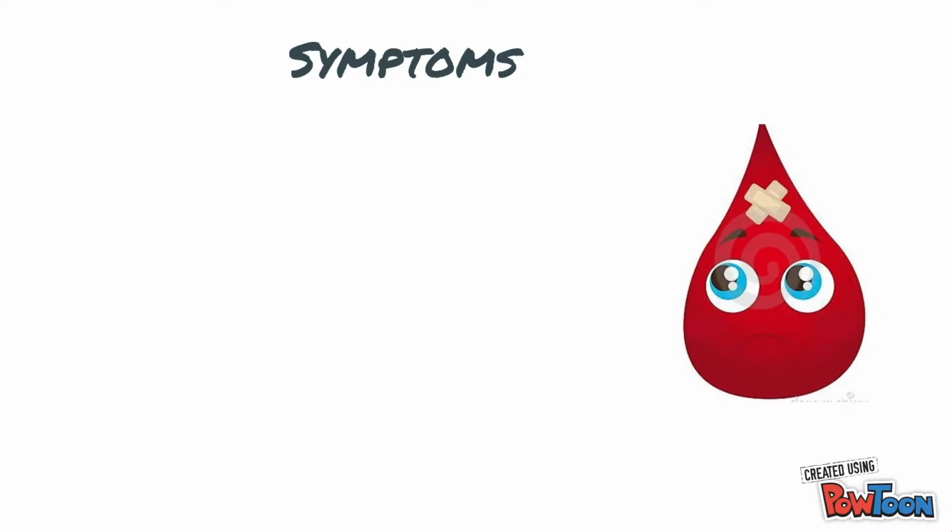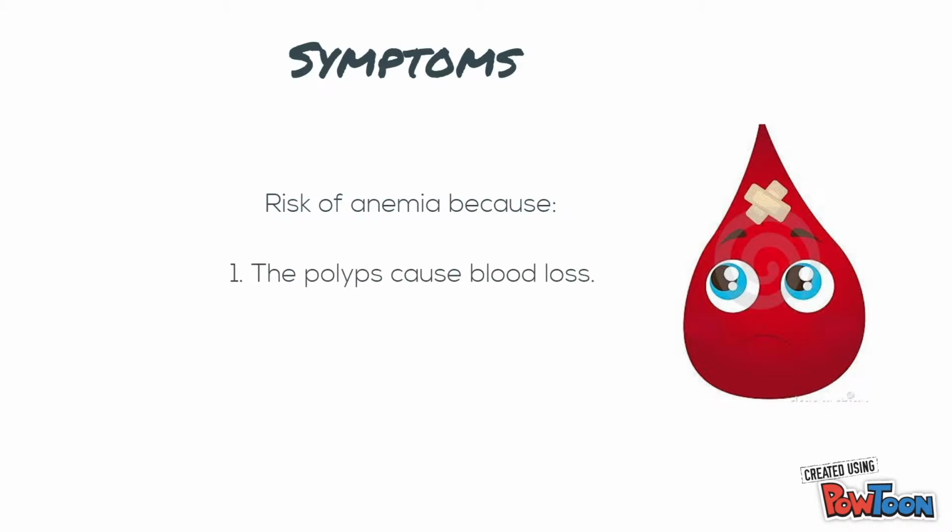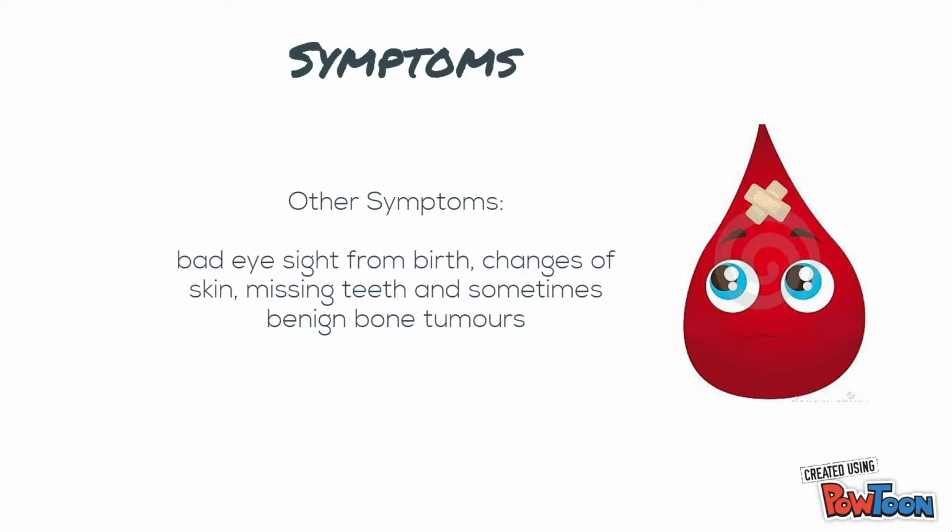This is because of two reasons. Because of the shearing of the content of the lumen against the polyps cause blood loss. And because of the polyps, the absorption function of the colon is disrupted and less iron than normal is absorbed. Other symptoms these patients might experience are bad eyesight from birth, changes of skin such as little bulbs, missing teeth, and sometimes benign bone tumors.